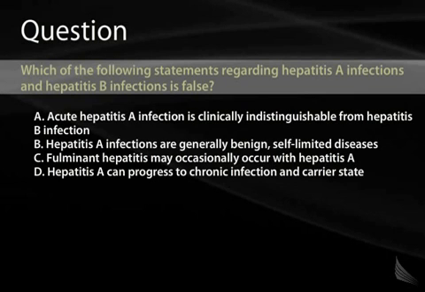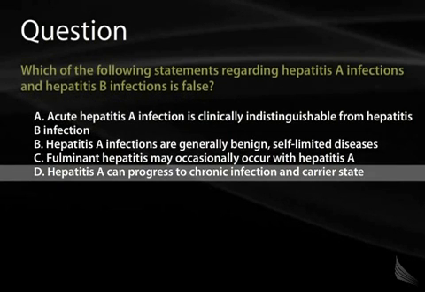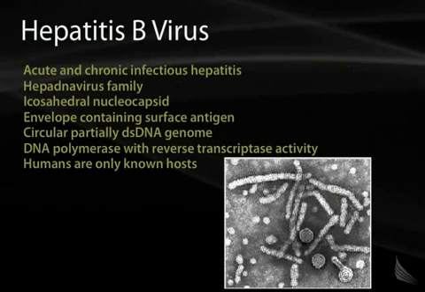C. Fulminant hepatitis may occasionally occur with hepatitis A. That's true, about 0.1% of the time. And D. Hepatitis A can progress to chronic infection in a carrier state. That's not true. That's more consistent with hepatitis B.